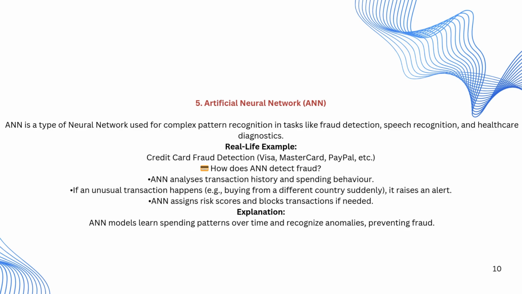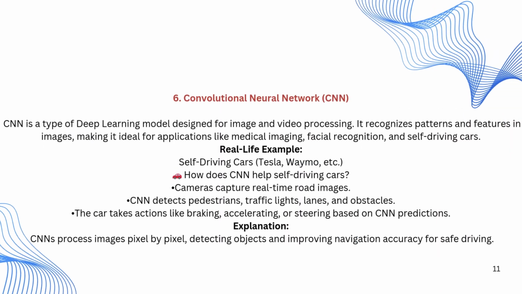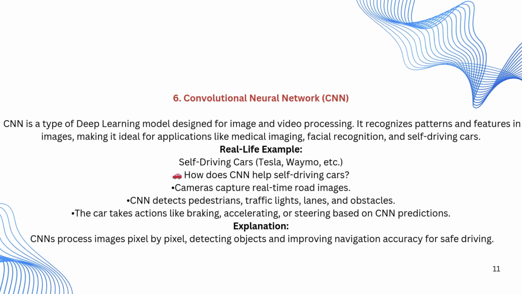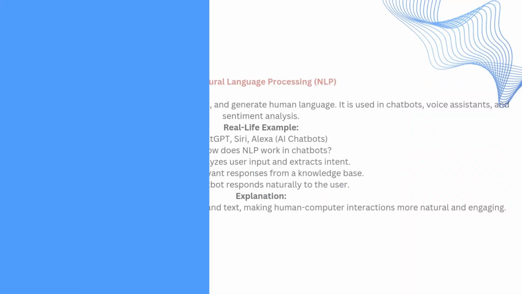Now let's understand the convolution neural network. Convolution neural networks are used in self-driving cars in real life examples. These are models designed for image and video processing. They recognize patterns and features in images, making them ideal for such applications. CNN is essential for real-time image recognition in self-driving cars because it helps improve navigation accuracy for safe driving.